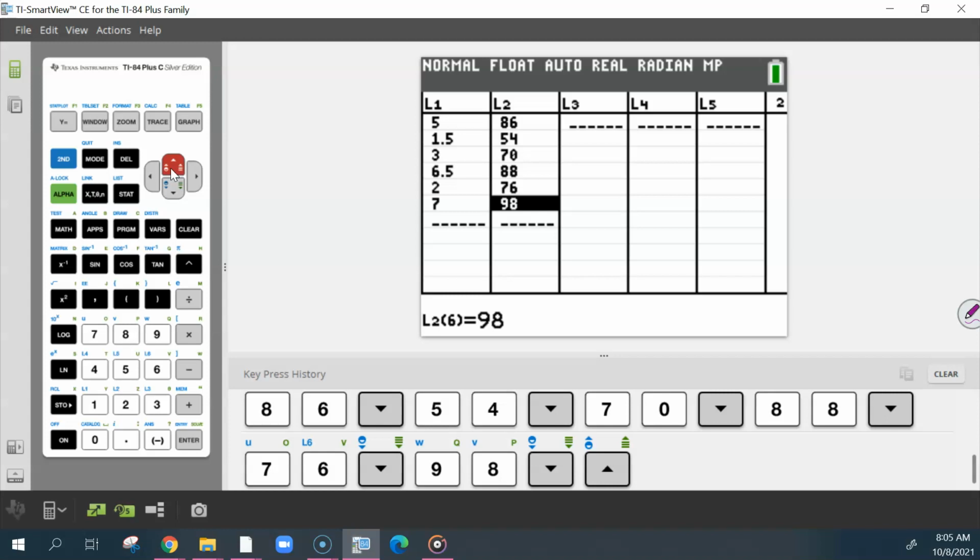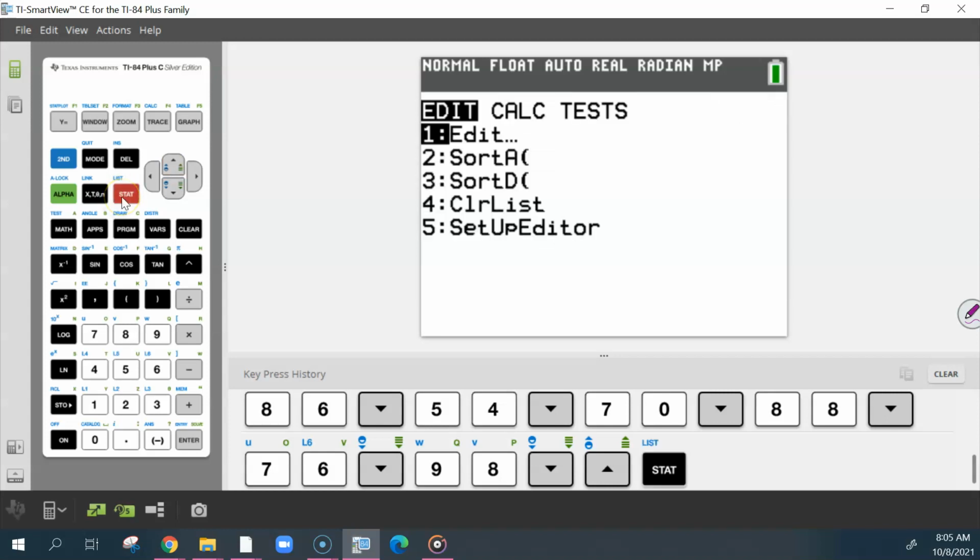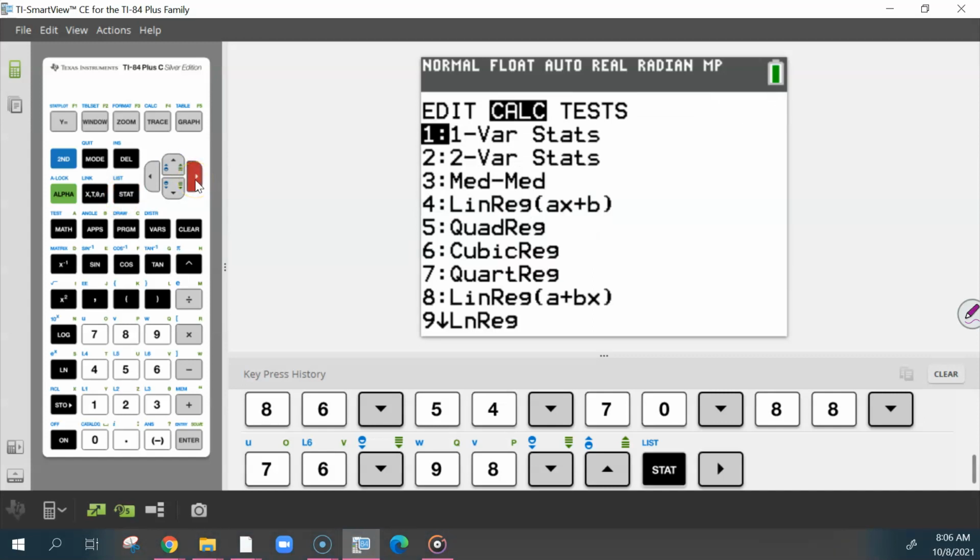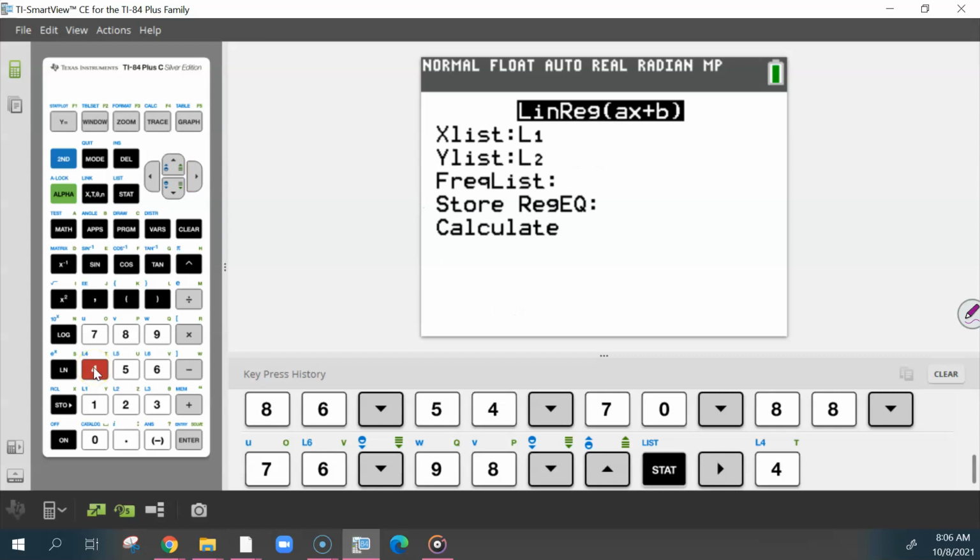So after we put those in there, we're going to go back to Stat. We're going to scroll over to Calc, so use the arrow, go over to Calc. And we're looking for linear regression. This format is very similar to our slope-intercept form. They use A instead of M. It's the same thing. So we're going to use that number 4. And you should get to this screen. This is just telling us our X's are in L1, which we want. Our Y's are in L2, which we want. Don't worry about the frequency list.